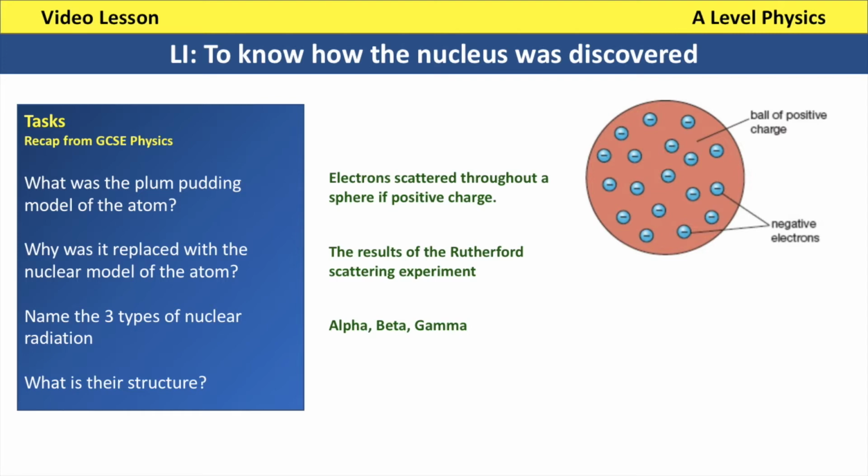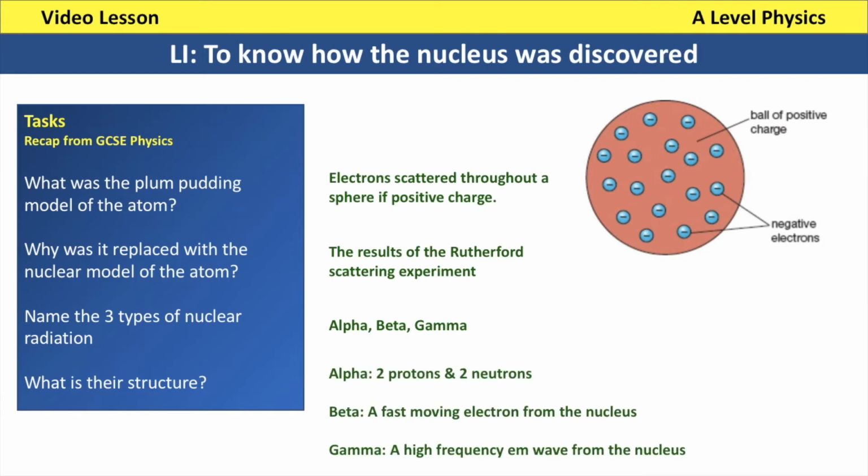Well done if you got those 3. Now, an alpha particle is made up of 2 protons and 2 neutrons. A beta particle is a fast-moving electron from the nucleus, and gamma is a high-frequency electromagnetic wave that comes from the nucleus of an atom. Well done if you got all of those correct.